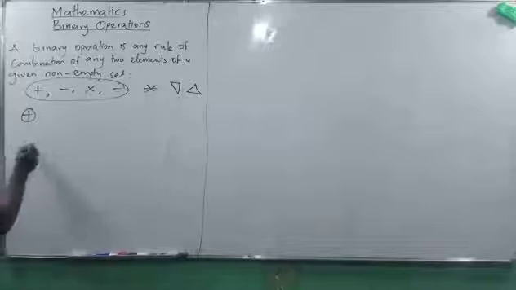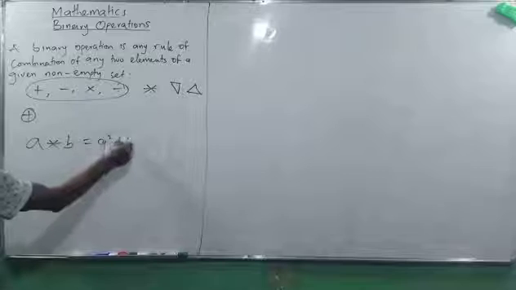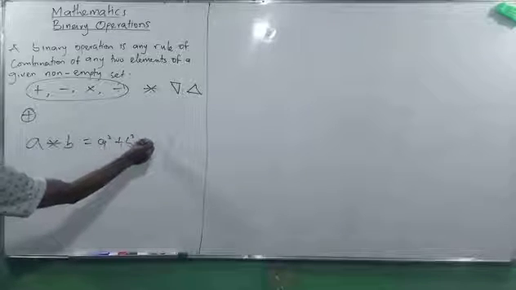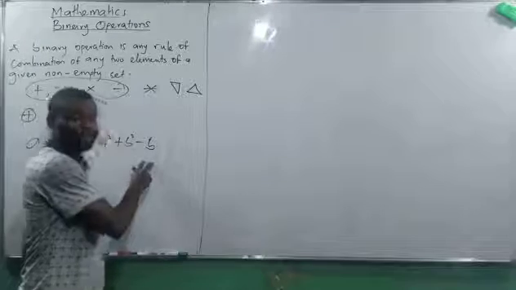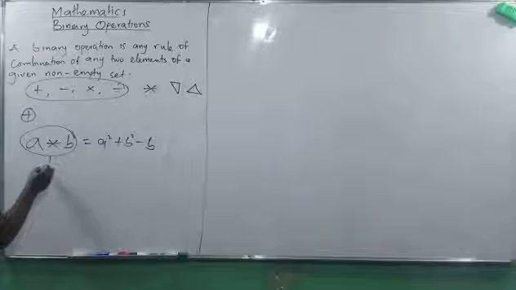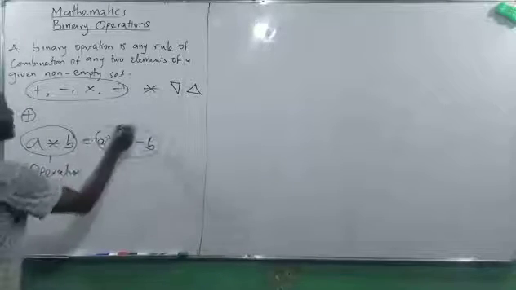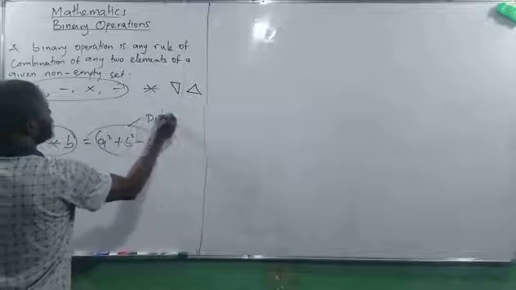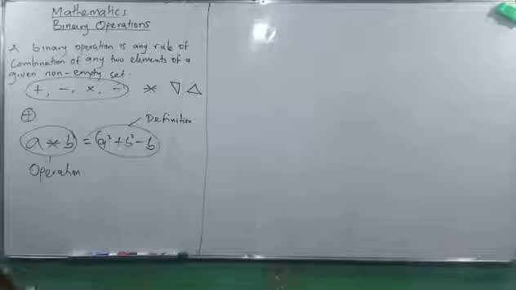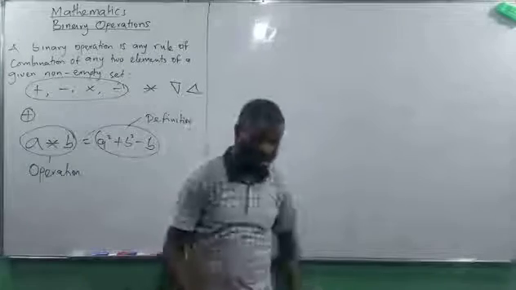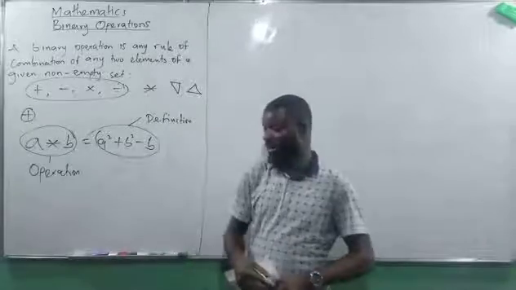Now, look at this operation. If I have a asterisk b equals a squared plus b squared minus b. Look at this. This is the operation, and this is the definition of the operation. Let me write it down. Operation. And here is the definition. That is what we are talking about here. If there is an operation, star, asterisk, whatever it is, there must be a definition of it. If not, there is a problem.